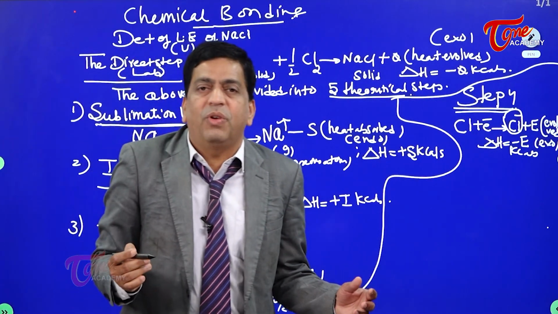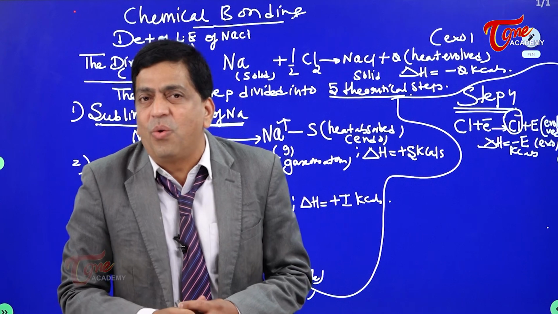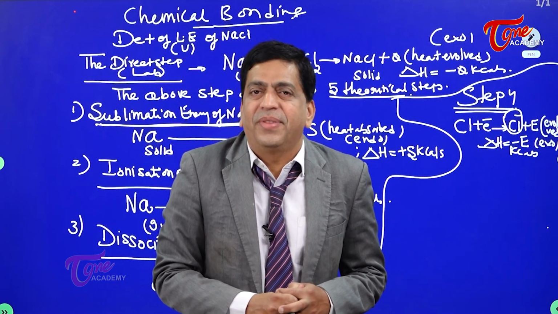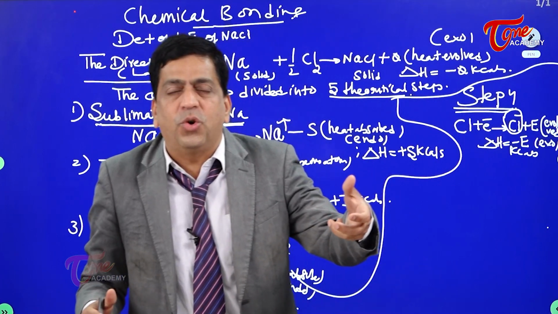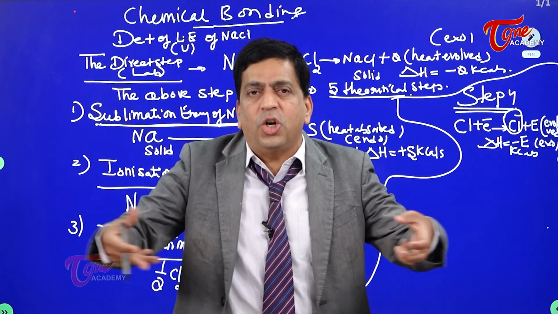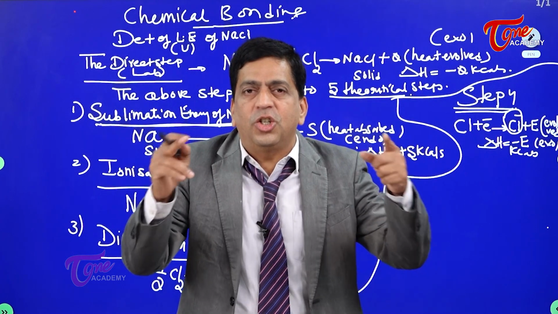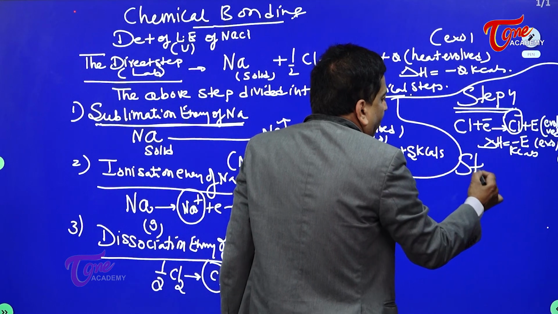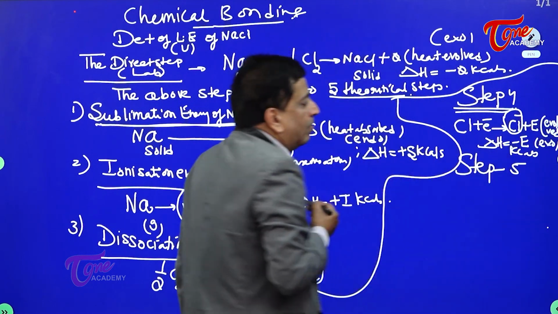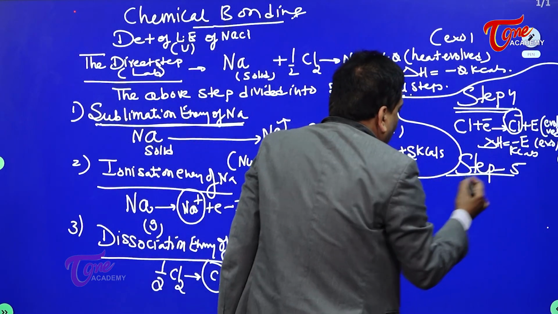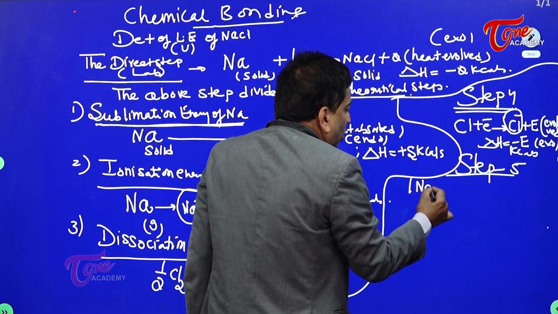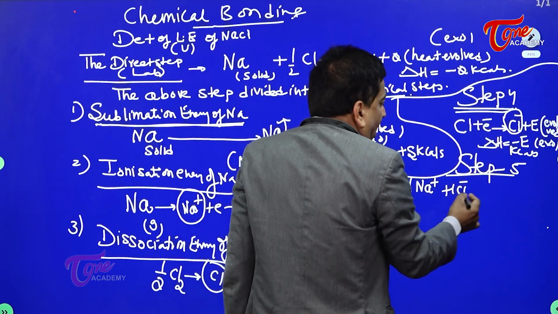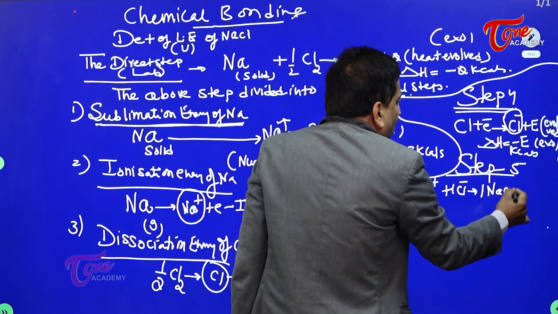So both will combine now, and no one can stop them. And when a mole of sodium ions and a mole of Cl minus ions combine, the energy released is nothing but the lattice energy. So now the final step is step 5. Here is a mole of sodium ions which you prepared, and here is a mole of Cl minus you prepared, and you get a mole of NaCl formed.